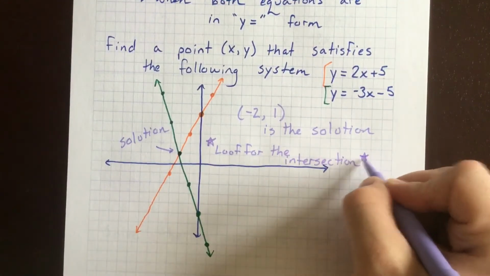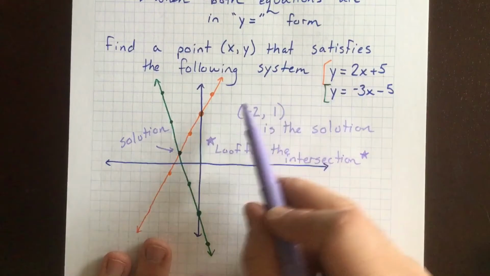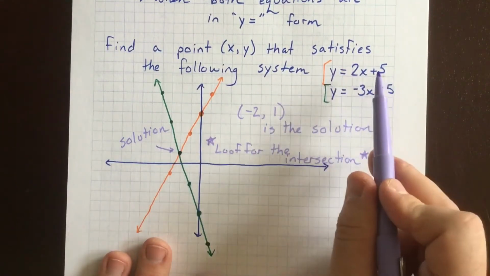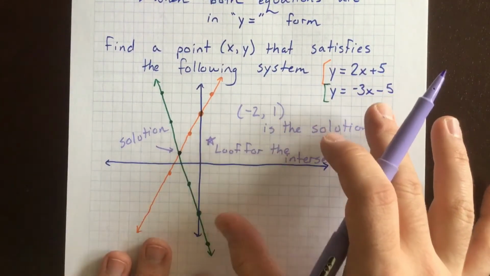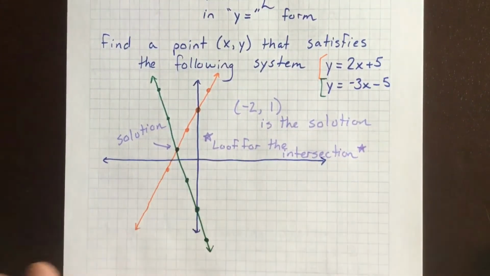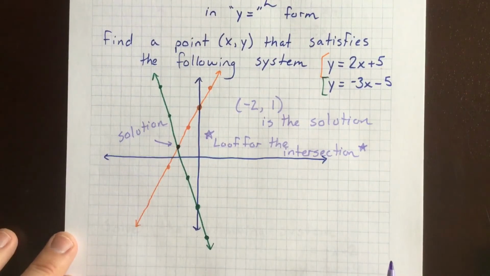Now this is the solution, meaning if I were to place negative 2 into x and 1 into y, it would satisfy both equations. You can do that on your own so you can practice that, but trusting our graphing skills, it should be the solution. So let's look at another example.